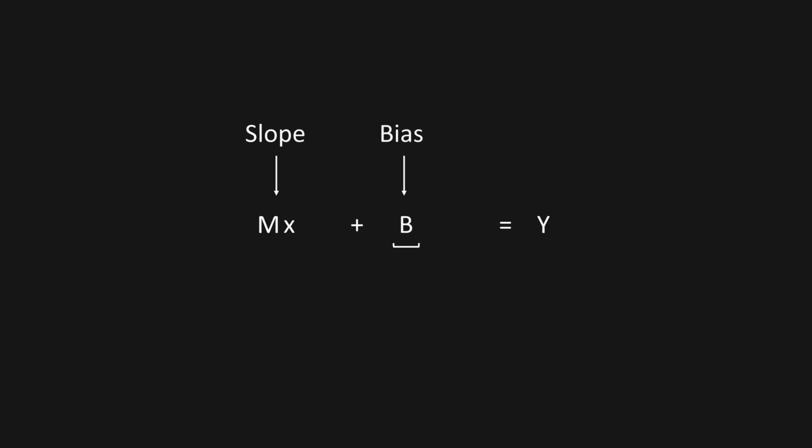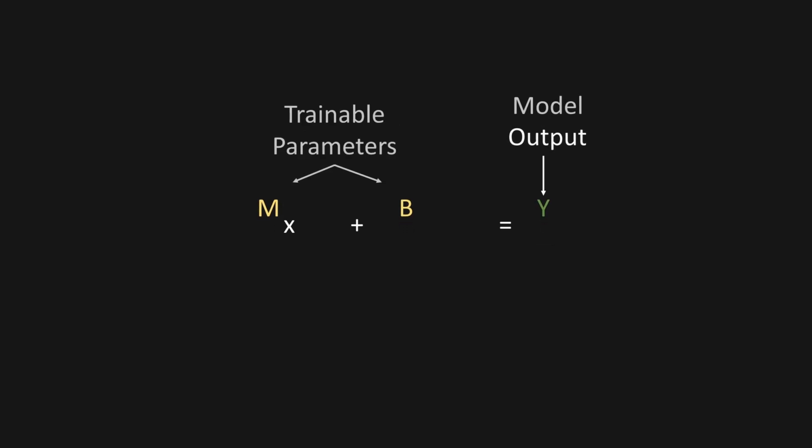None of this is breaking any new ground, but since we're going to be talking about machine learning, I'm going to call b our bias. Lastly, we have y. Y is the output of our function, or the output of our model. So in this simple equation, we have two trainable parameters, our slope and our bias, and we use those along with our input vector x, which in this case is going to be a single scalar value, to produce a model output.